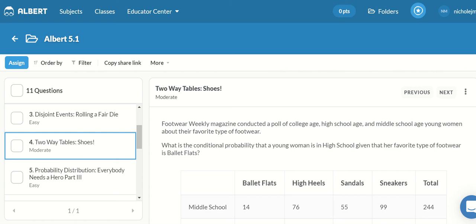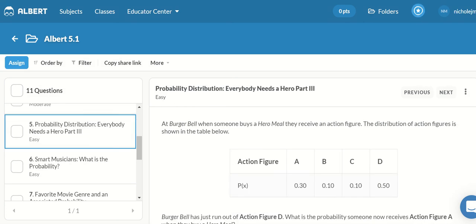So this is a conditional probability. The nice way of writing it in AP Statistics is we're asked for the probability that this young woman is in high school, given that her favorite type is ballet. So the numerator has to be high school and ballet, and in this case, that's a 37. And then you want to divide it by the probability that a person is going to like ballet flats. So the top is the intersection and the denominator is only ballet. Let's take a look at number five.